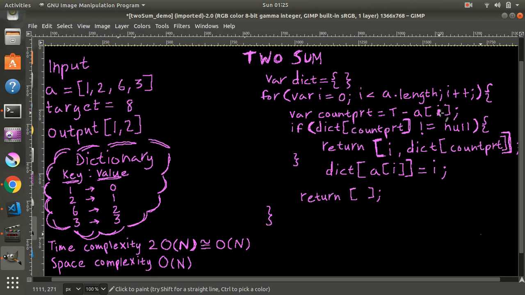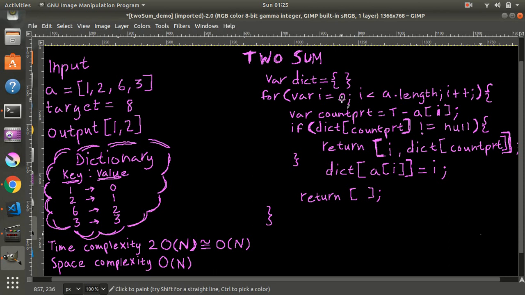So 8 minus 1 would be 7, and because I don't have a 7 in my array, it would not be in the dictionary. If dictionary of counterpart does not equal null, this is my if condition. Right now it would equal null. I don't have a dictionary of 7, so it would be null. So because this condition is not met, I don't go into this condition. I simply insert my element 1 and 0 into my dictionary, and then go on to the next element.